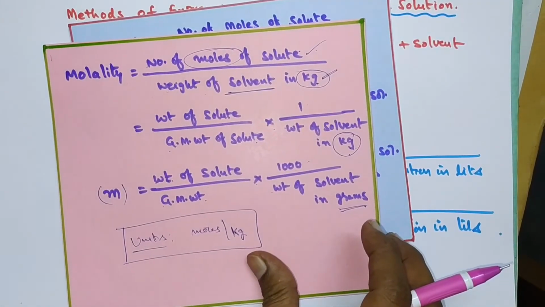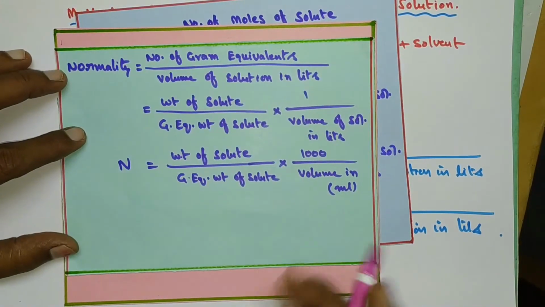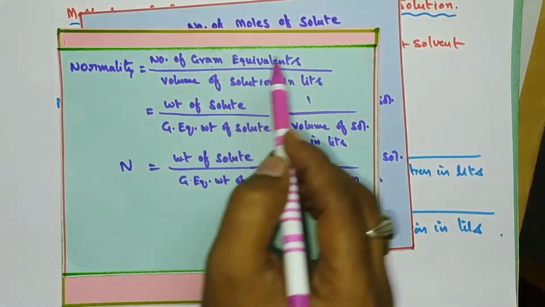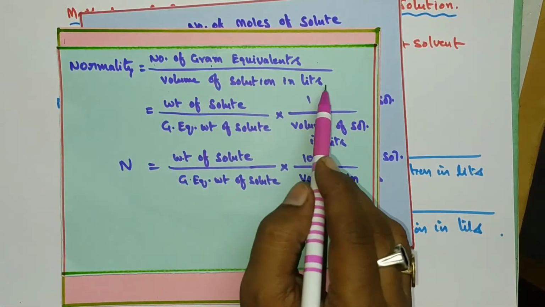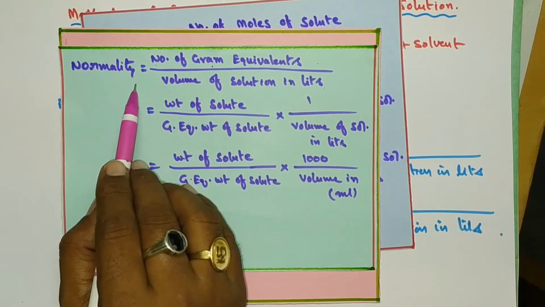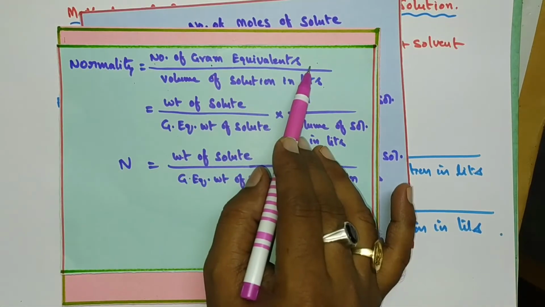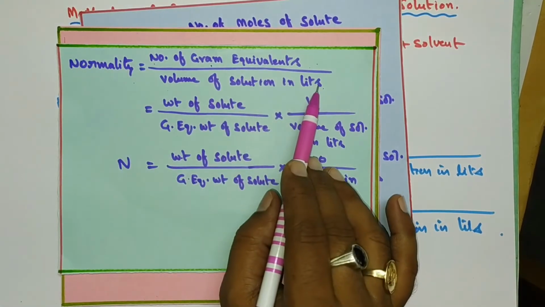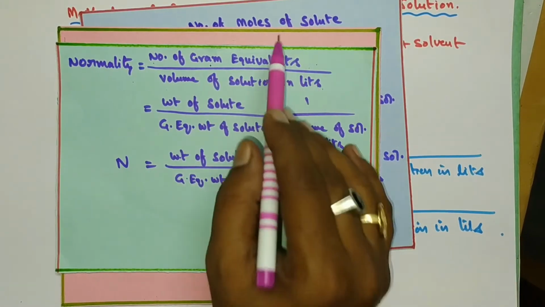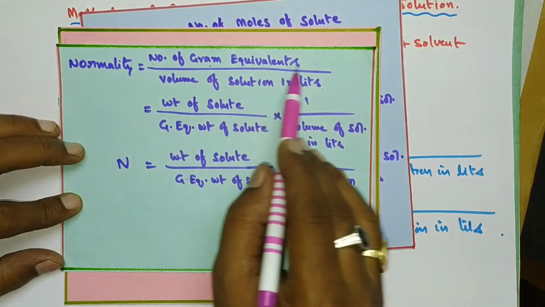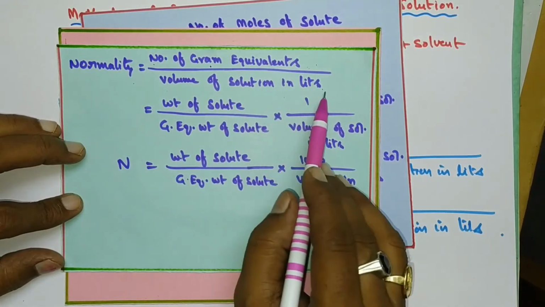And next one, normality. In case of normality, the number of gram equivalent weights of solute present in 1 liter solution is called normality. So it can be written as the fraction of these two: number of gram equivalent weights by volume of solution in liters.